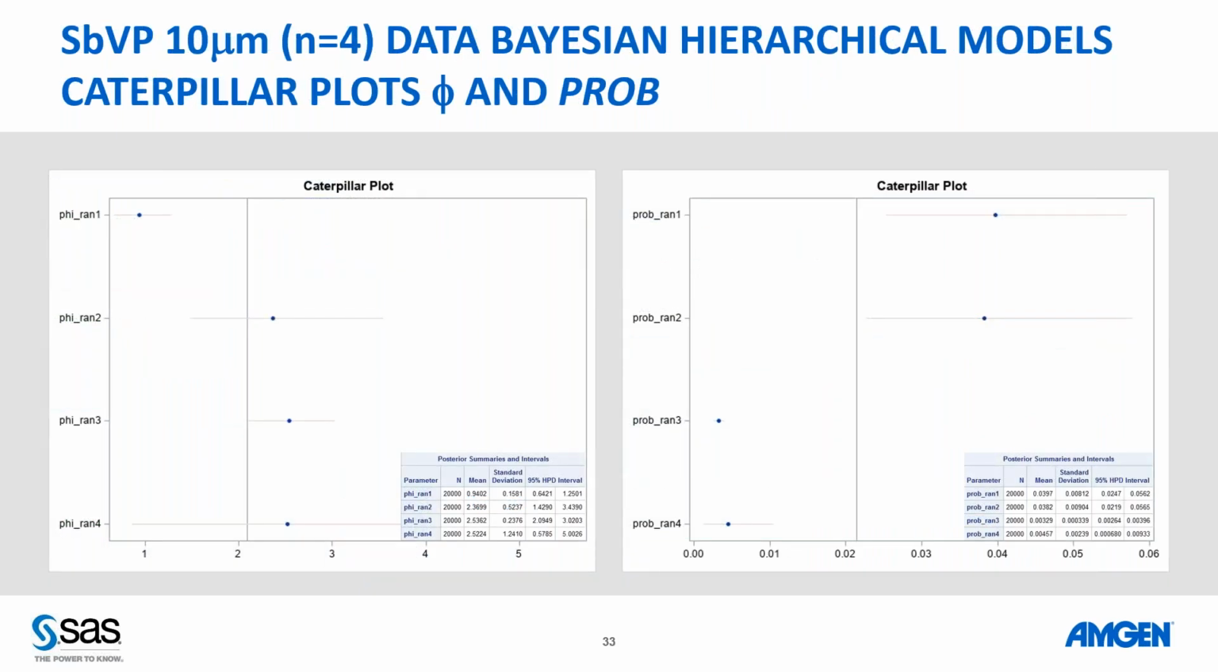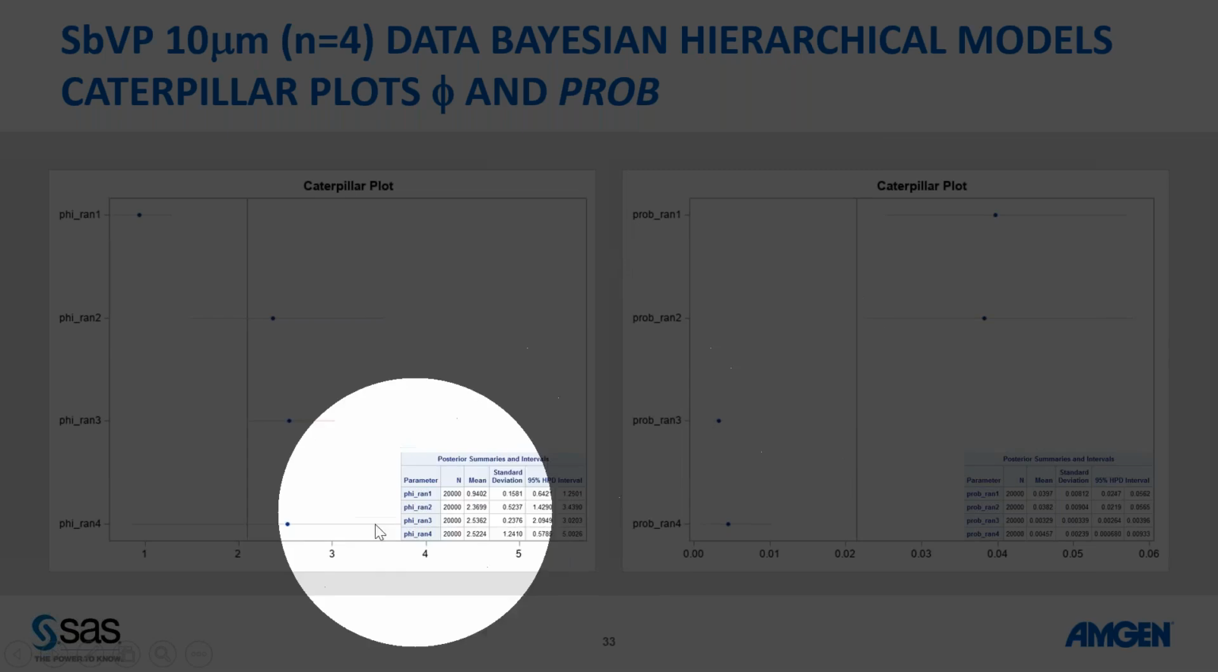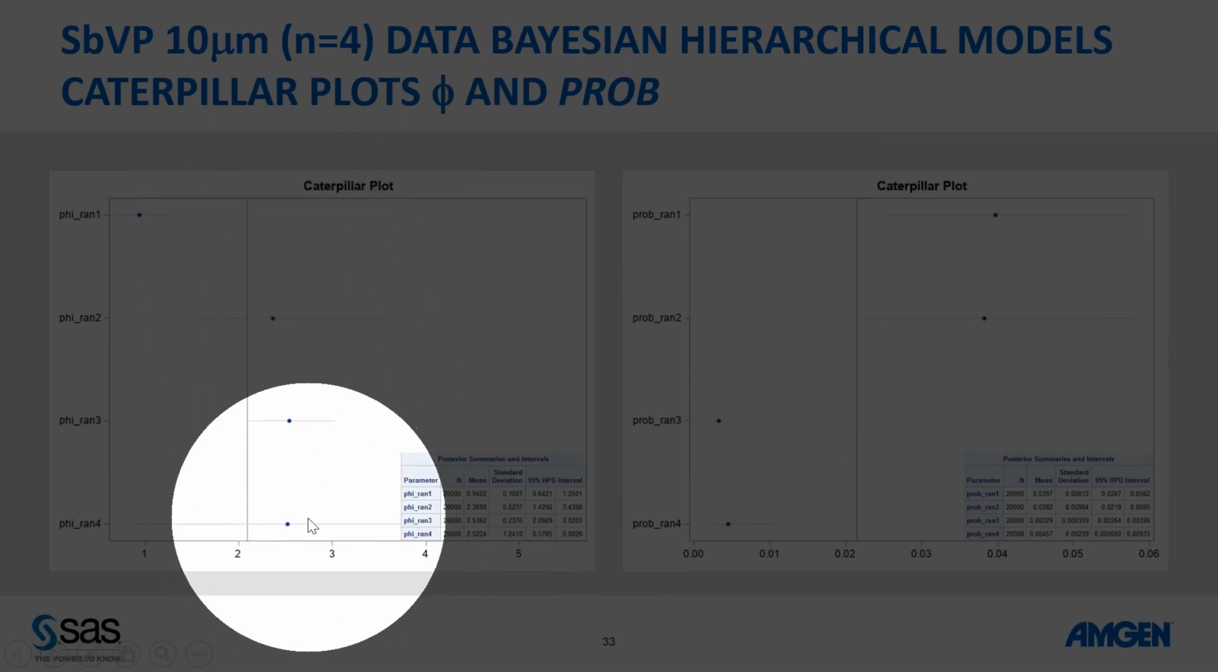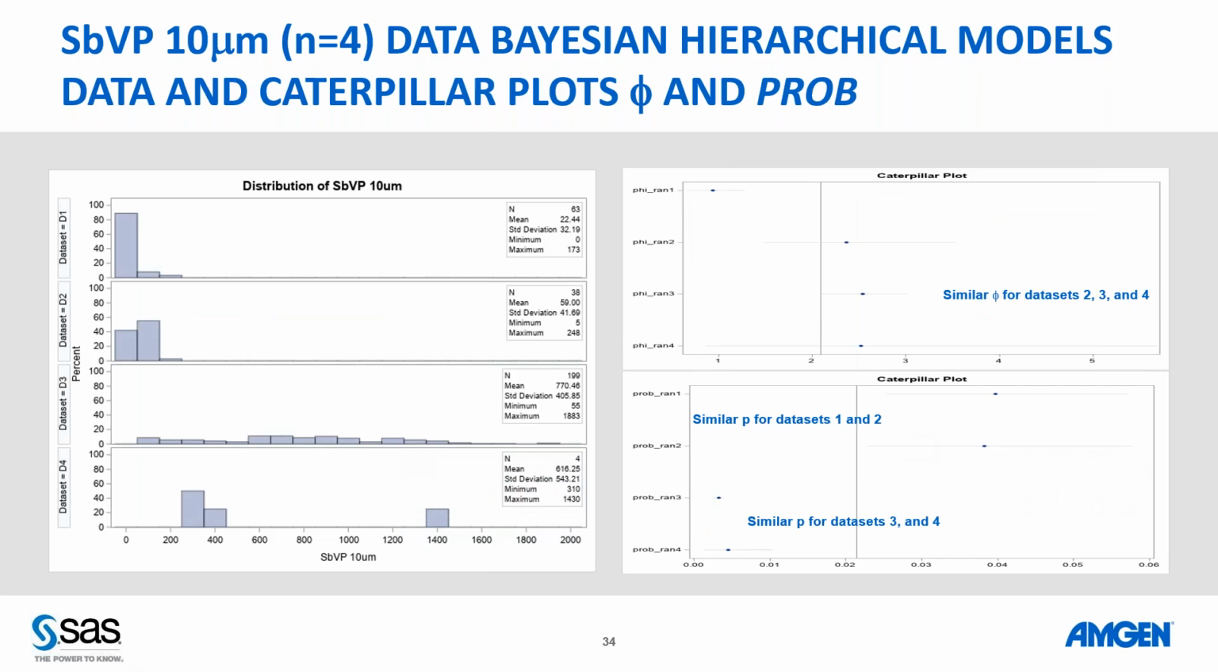And this is the caterpillar. Yeah, no, this is a caterpillar plot. On this side, we have the phi, and on this side we have the probability. 1, 2, 3, 4, the 4 data sets. So data set 4 is here. Those are the parameter estimates. And then this is another view, so you can match it to the data set.